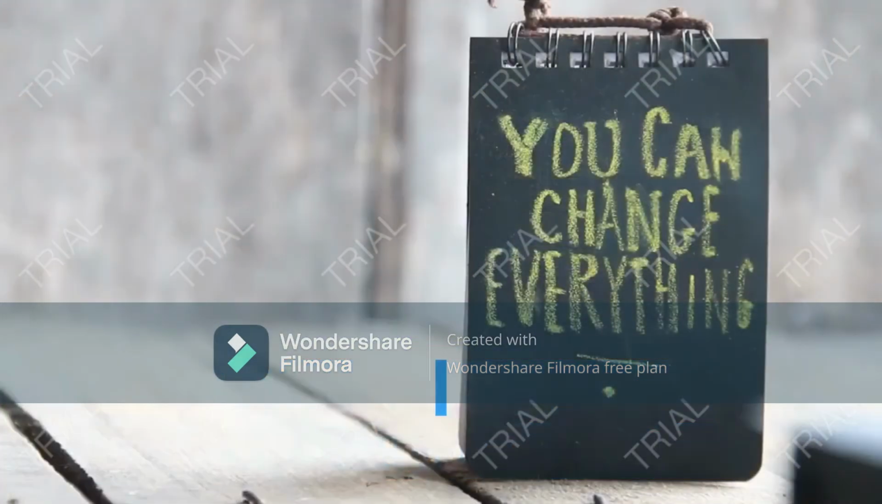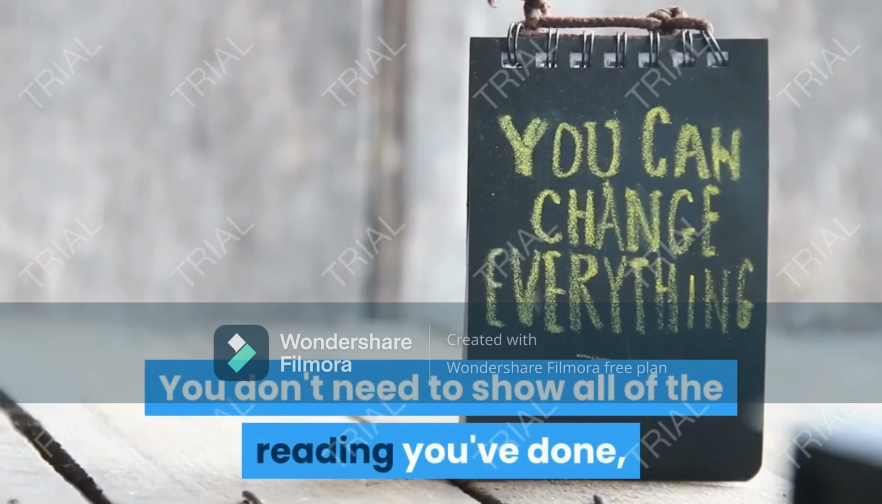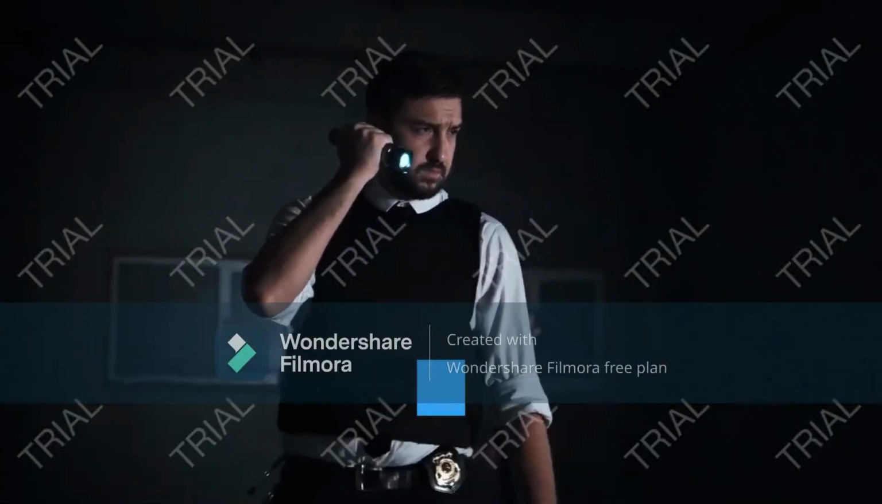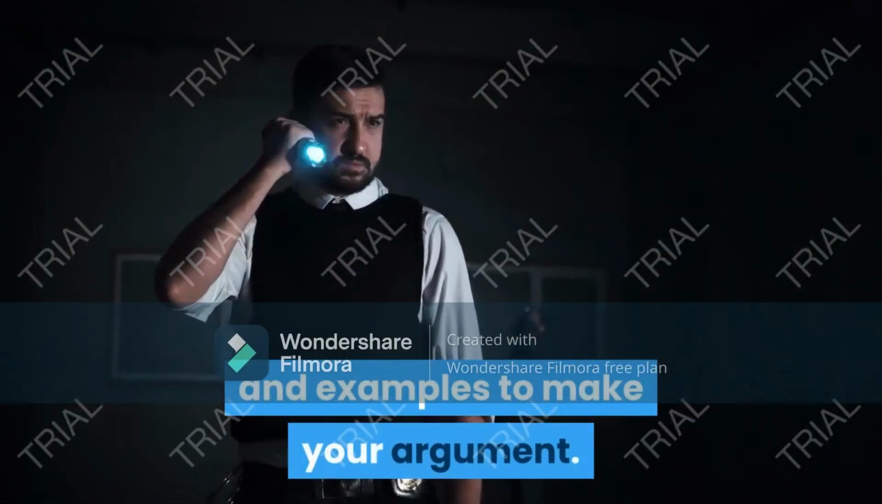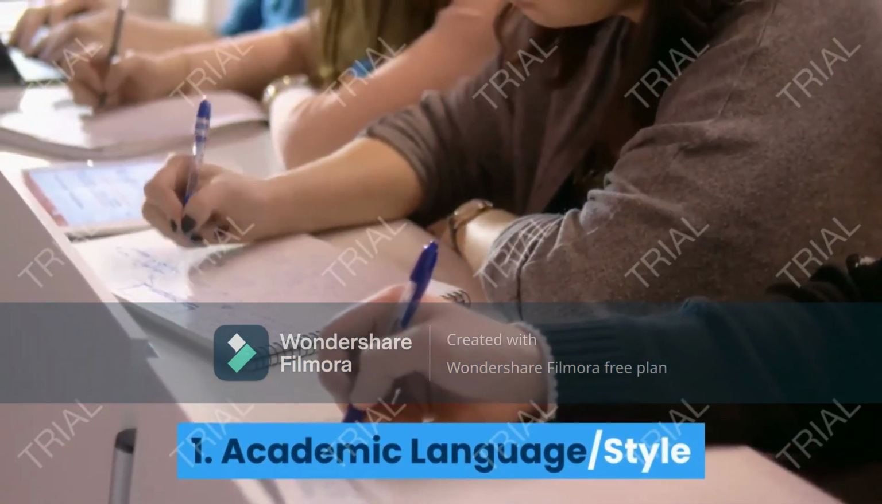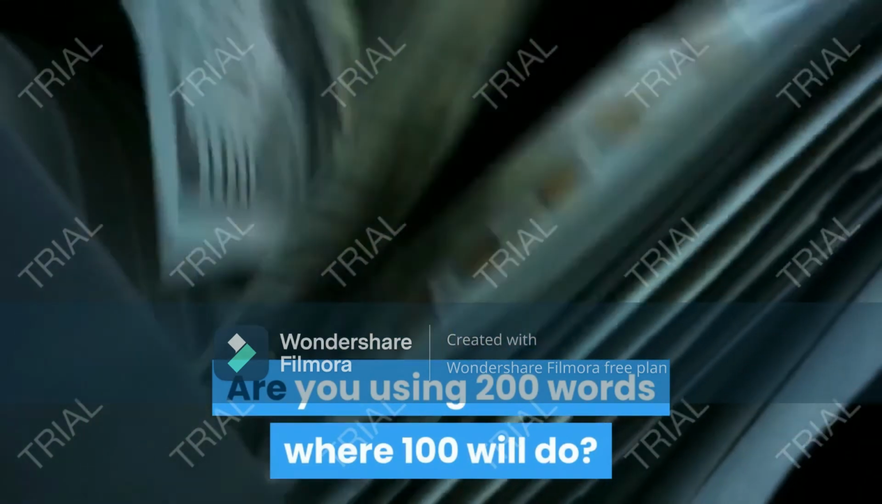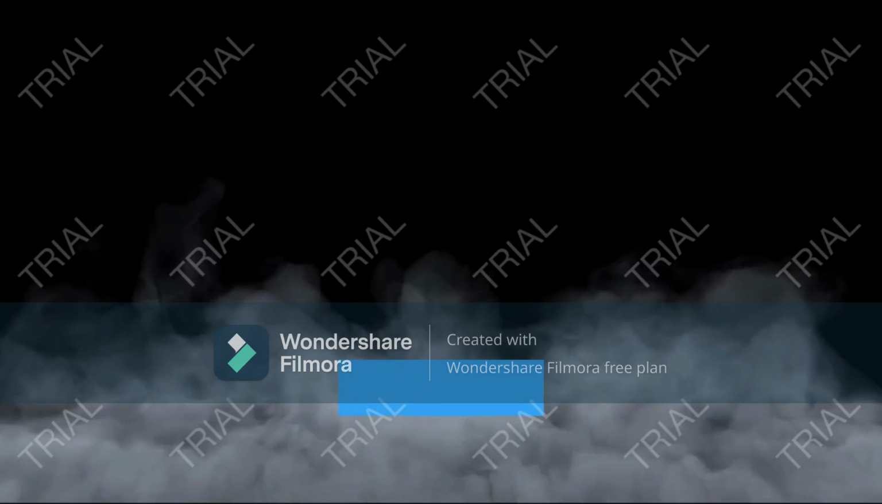Academic language or style. Are you using 200 words where 100 will do? One way of testing this is to calculate your FOG index to find out how clear and concise you are. Some ways to keep your word count down include: use Latinate verbs, find out vs. investigate, resource for this.